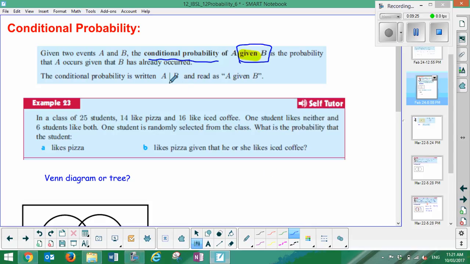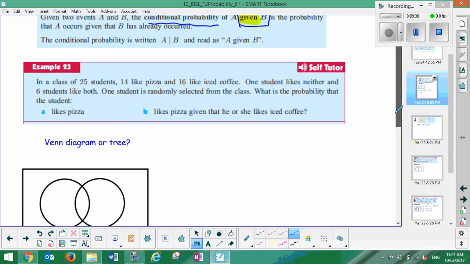The notation here is with the A and that vertical line. It's on your keyboard above the backslash. So it's a vertical line, it's not a divide sign, and it says A given B. So let's look at this example.